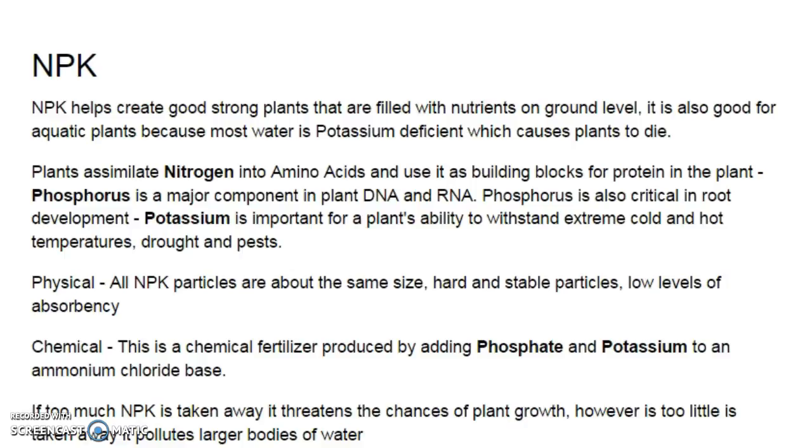Potassium is important for a plant's ability to withstand extreme cold and hot temperatures, drought, and pests. All NPK particles are about the same size, hard and stable particles, with low levels of absorbency. This is a chemical fertilizer produced by adding phosphate and potassium to an ammonium chloride base. If too much NPK is taken away, it threatens the chance of plant growth. However, if too little is taken away, it pollutes larger bodies of water.